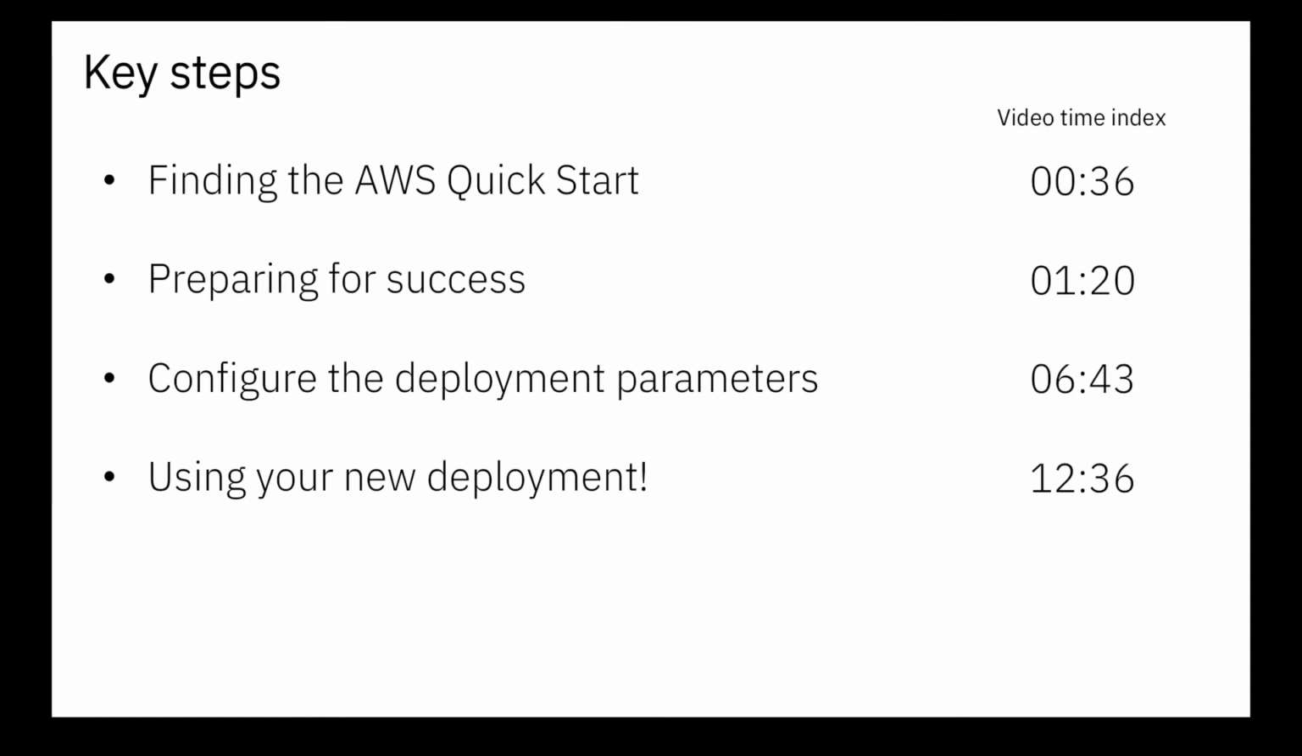So in this video we're going to go through 4 key steps. First of all, I'll show you how to navigate to locate the AWS Quick Start, and then I'll describe some of the tips for preparing for success, the things you should prepare up front before you get started. And then in the third section, I'll give you a walkthrough of the key fields to fill in when you're initializing the deployment. And then lastly, I'll show you how to get started actually using your deployment infrastructure.